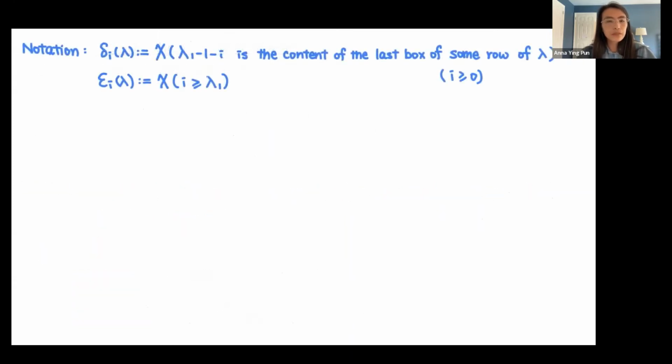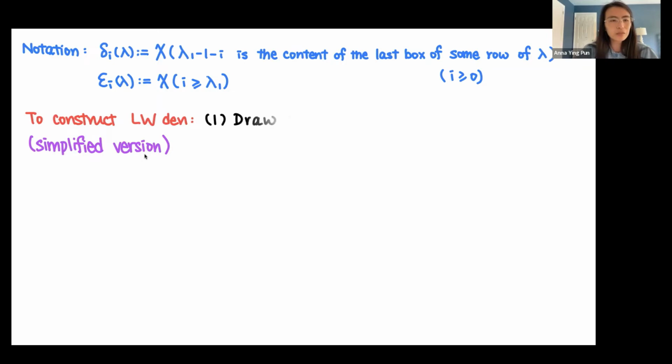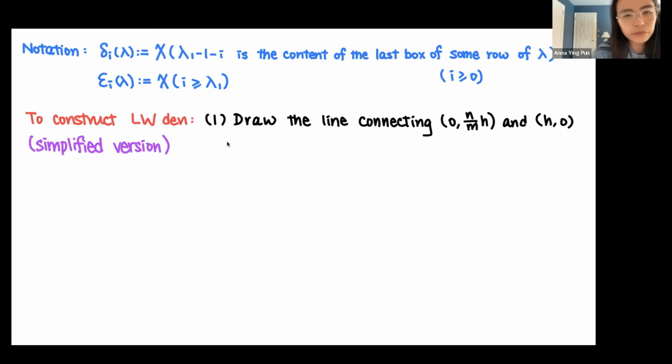All right. So we have that here. So how do we construct something called the Loehr-Warrington then? Again, make sure you realize that this is a simplified version that I simplified for you. Next time we are going to go through a more complicated version.